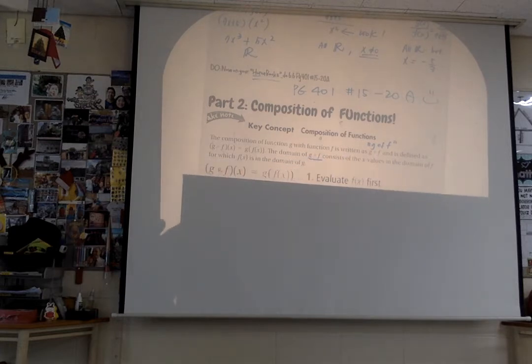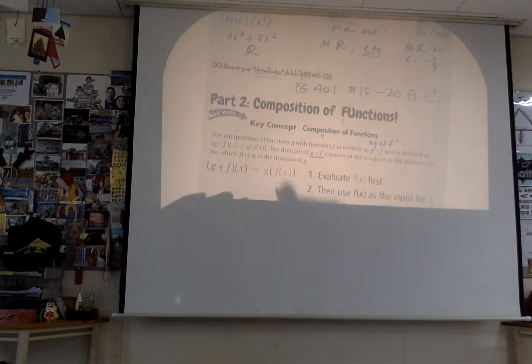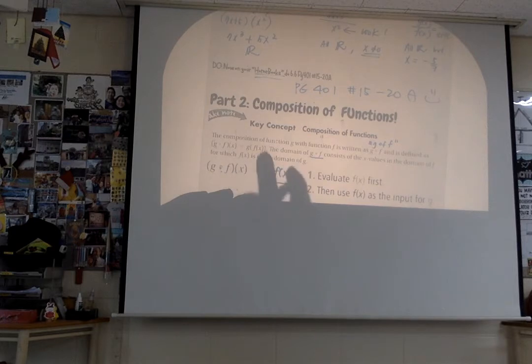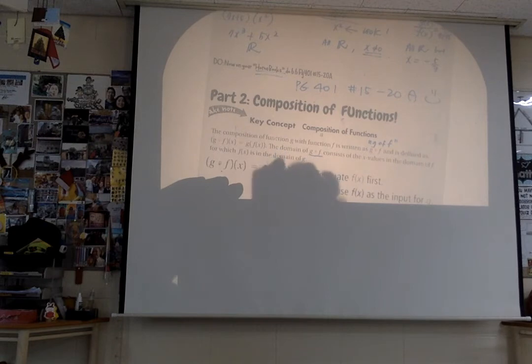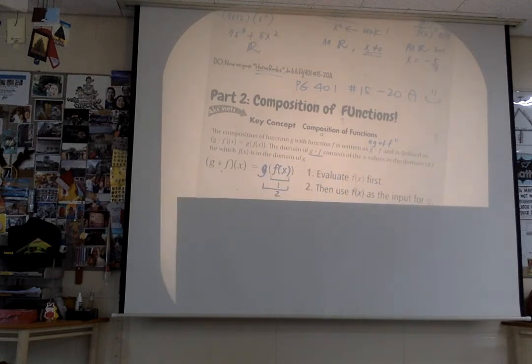So let me make that clear. It's like this. G of f of x means you do this guy first. So you do f of x first. And then you take that output and use it to find g of that value. And that'll give you your output. That's your second step. Okay, so you see how there are actually two different outputs. Input is your x value, output is your f of x, and then you take that output and use it as your input for g of x.